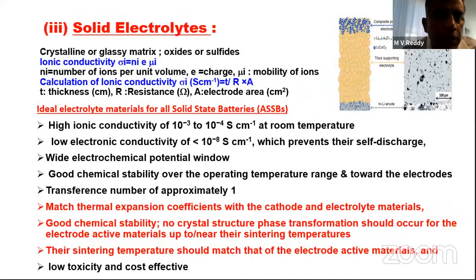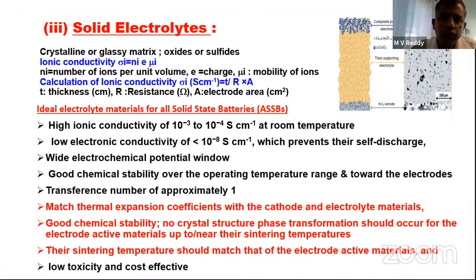So solid electrolytes, we broadly classify, I told you, as crystalline and glassy materials, mainly oxides and sulfides. Here, the main issue is that for any solid electrolyte, the conductivity, like ion mobility, needs a vacant site. And with a simple formula, people can calculate the ionic conductivity by knowing the thickness, resistance, and the area of the electrode. So it's very important to consider what type of solid electrolyte.